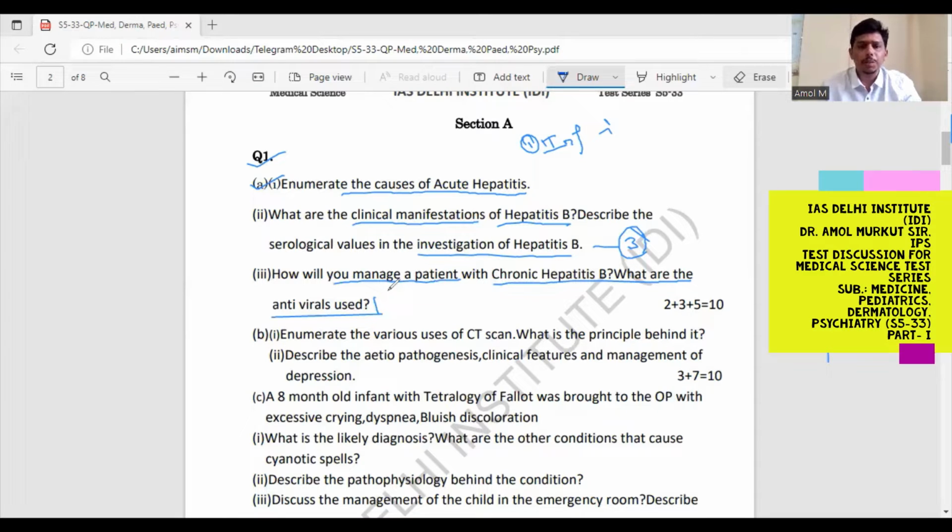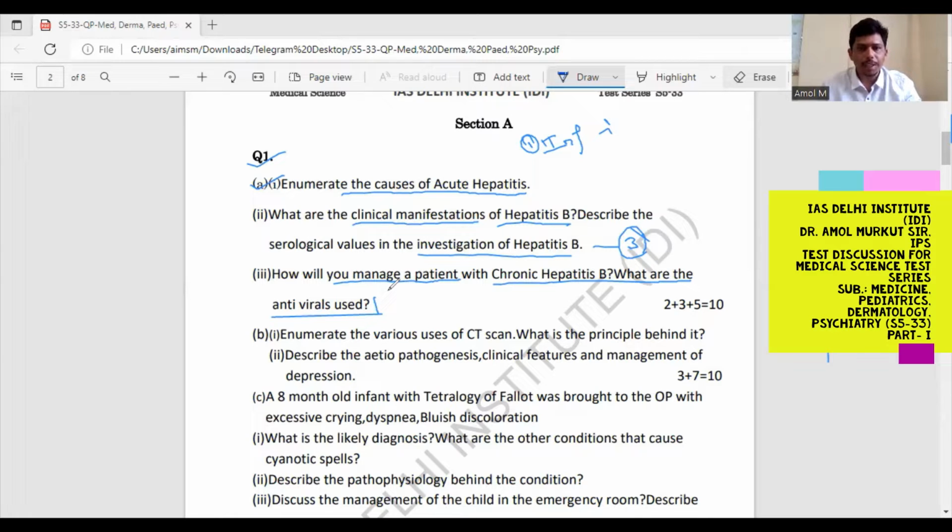So in chronic hepatitis B, first of all, they haven't asked about the symptoms, so don't go down that path altogether. What you will do is symptomatic management. The first is diet, supplements of vitamins, vitamin K if liver damage is more. So go along that path.